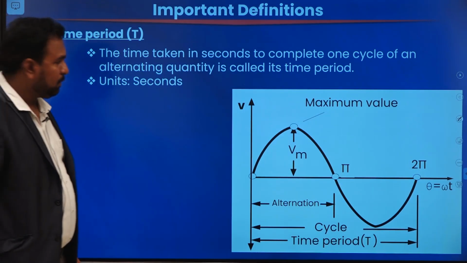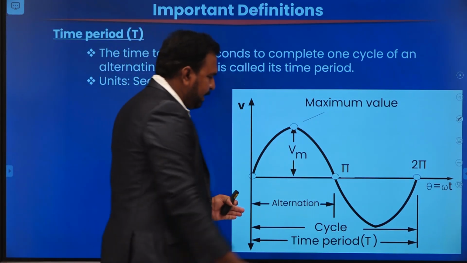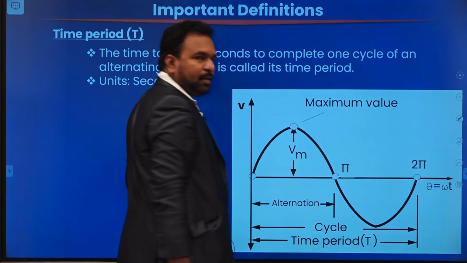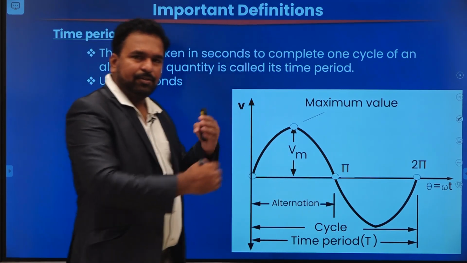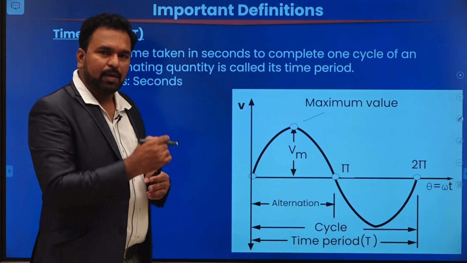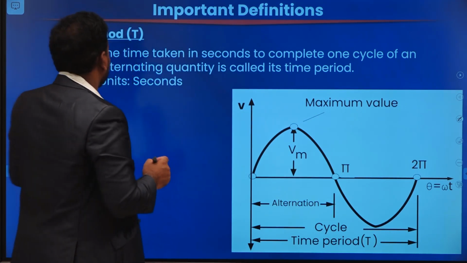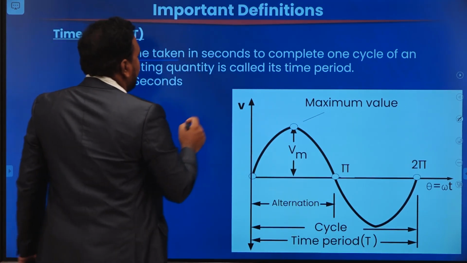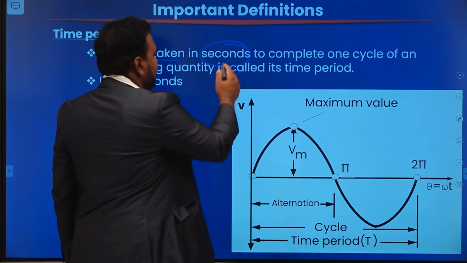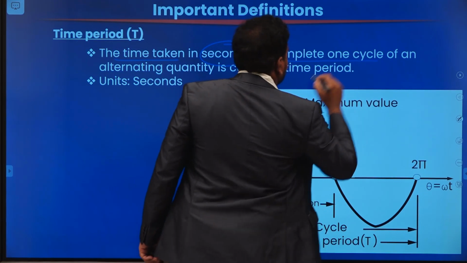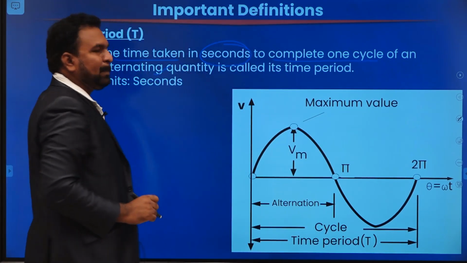Time period. So what is time period? The time taken for one complete cycle, so both the positive half cycle and the negative half cycle. One complete revolution. The time taken for one complete revolution is called the time period. The time is taken in seconds. Always represent the units of time in seconds. The time taken in seconds to complete one cycle of an alternating quantity.